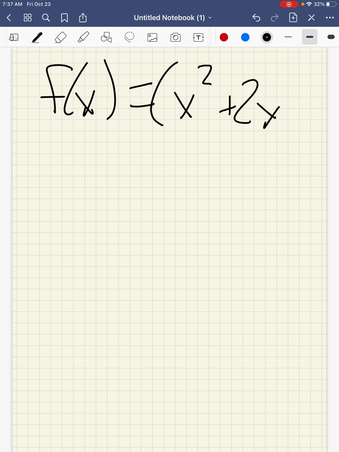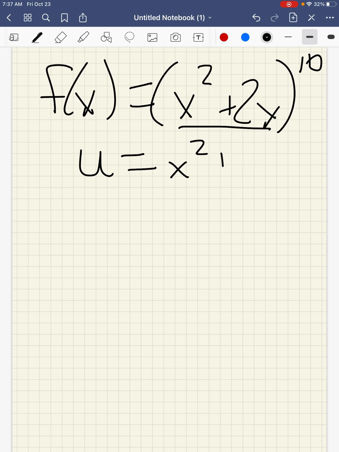So if you look on page 197, the original problem is f of x is equal to (x squared plus 2x) to the 10th, and it says to find f prime of x. Well, we don't know how to find the derivative of something that complex. So instead, what we're going to do is take u equal to what's inside the parentheses. Always what's inside the parentheses.